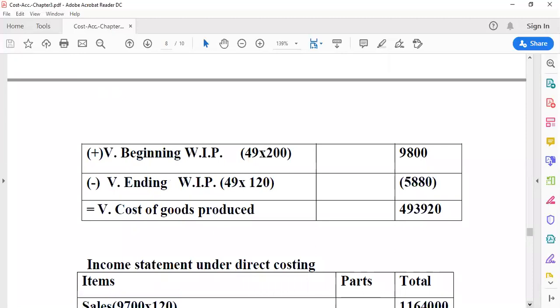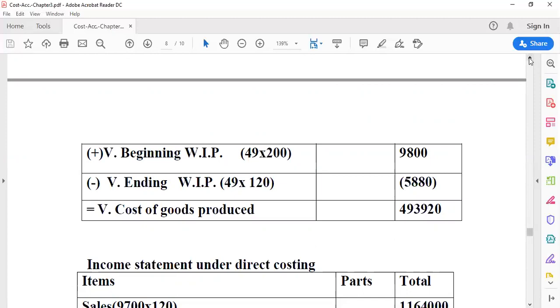The variable beginning working process will be 49 times the equivalent units of beginning working process. And then we need to subtract the ending working process, which is 49 times 120, okay? And this is for reaching the aim of calculating the variable cost of goods produced. Actually, we need the variable one.